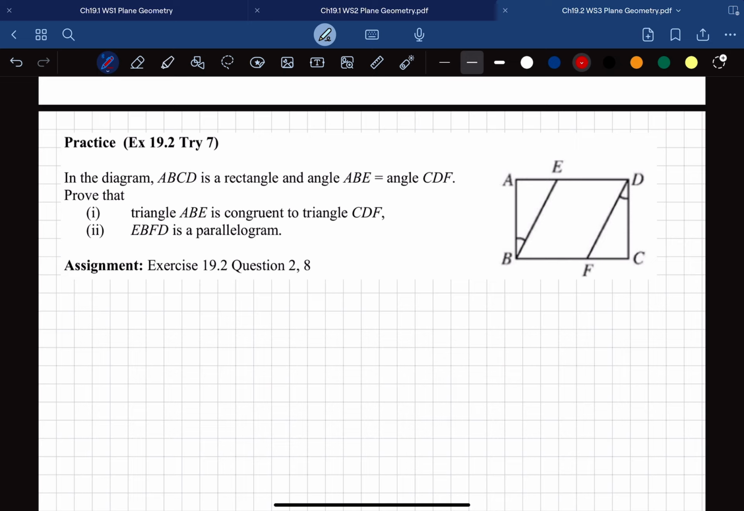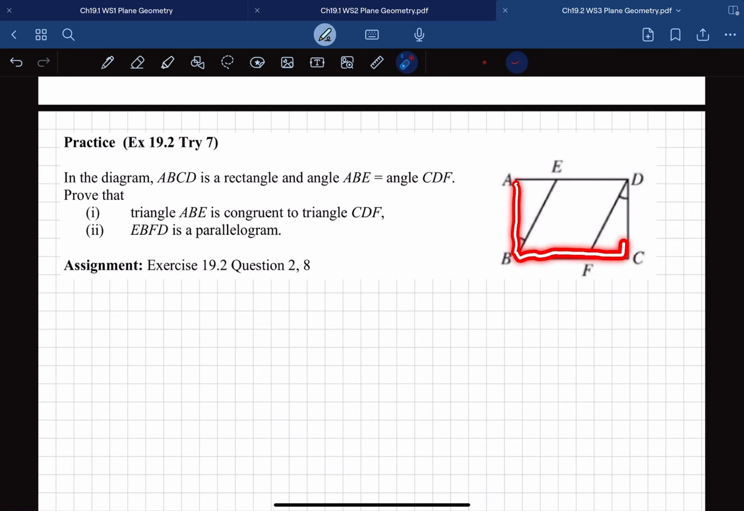So in this question here, I'm given that ABCD is a rectangle. Angle ABE here is equal to this angle. Show that these two triangles are congruent. So very simple. For this question here, I can simply use the ASA test.